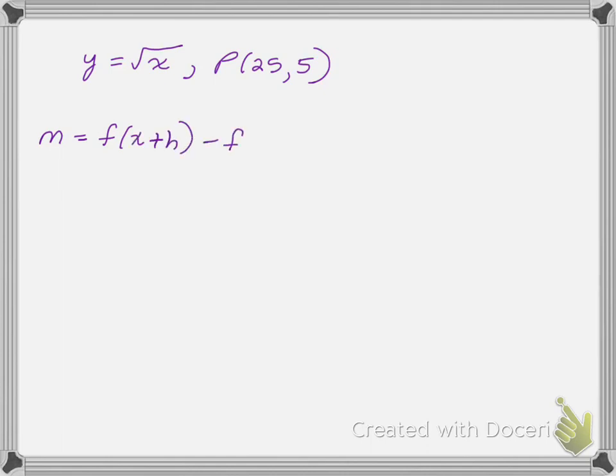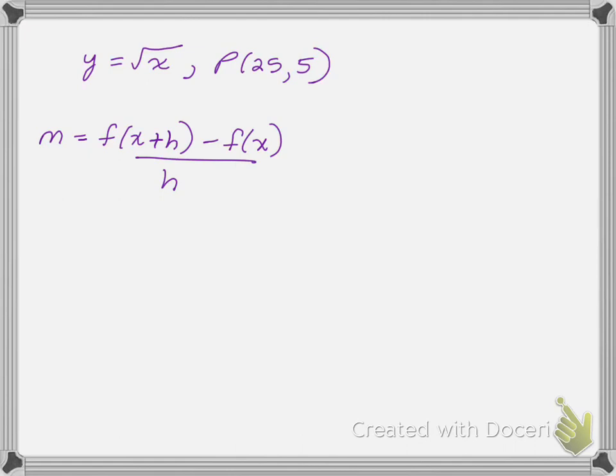Okay, and so our problem is y equals the square root of x, and our point is given to be (25, 5). All right, so we're asked to find the slope of the line. So the slope of that tangent line is given to be f of x plus h minus f of x all over h. And for the slope of the tangent line, we're going to let h approach 0.